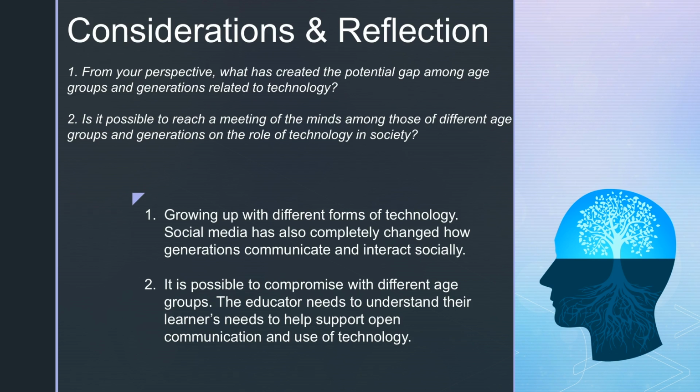Considerations and reflection. I have 4 questions here that I'm going to reflect on. Numbers 1 and 2 on this first slide, and then I will go over 3 and 4. Number 1 is, from your perspective, what has created the potential gap among age groups and generations related to technology? My answer to that is growing up with different forms of technology. Social media has also completely changed how generations communicate and interact socially. Number 2 talks about, is it possible to reach a meeting of the minds among those of different age groups and generations on the role of technology in society? My answer to that is it is possible to compromise with different age groups. The educator needs to understand their learners' needs and to help support open communication and use of technology.